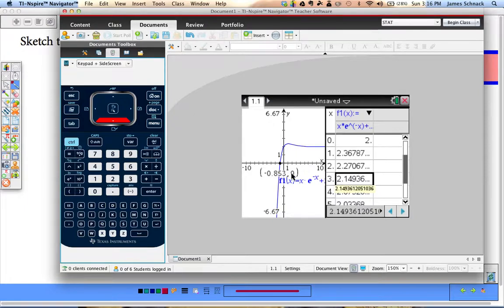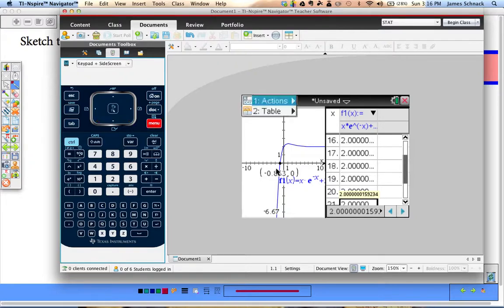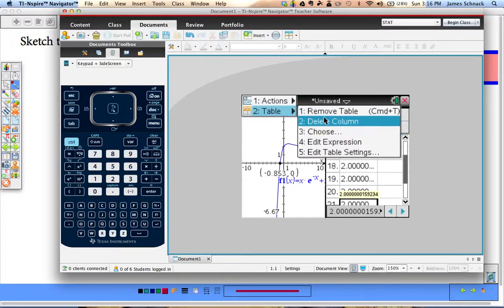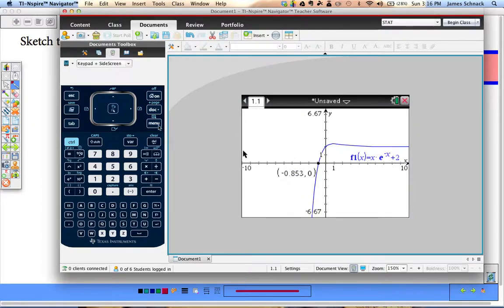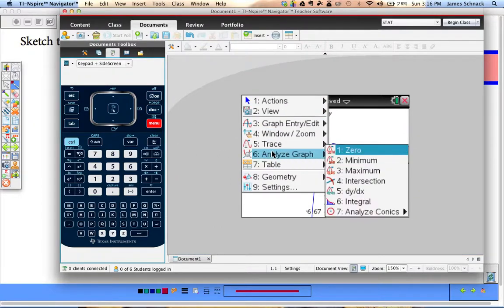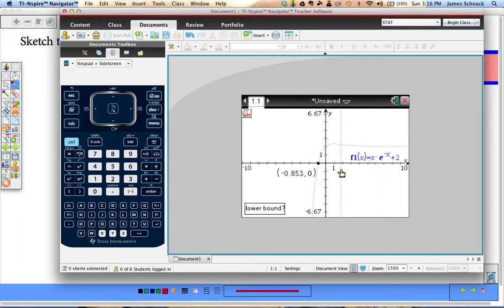It goes up above 2, but then notice it gets closer and closer and closer to 2. So I'm thinking that the horizontal asymptote, the horizontal line y equals 2, needs to be on my graph. I'm going to lose my table. And let's go ahead and find the maximum also, something that we should include on our pictures. So there's the maximum of this graph.